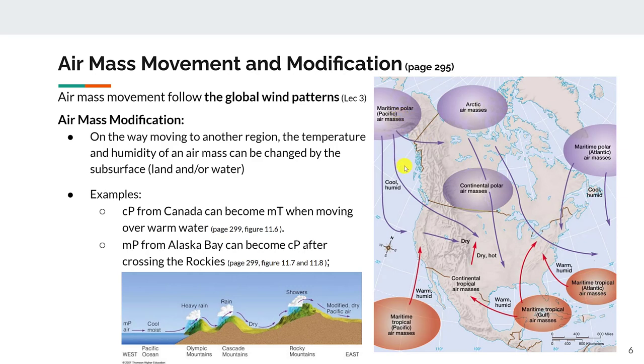Down here in California, we have this maritime air mass. They will travel down, but when they climb over the mountains, they will lay down a lot of snow here. And when they get down the other side of the mountain, in Wyoming and Montana, they will become fairly dry. So that's another example.